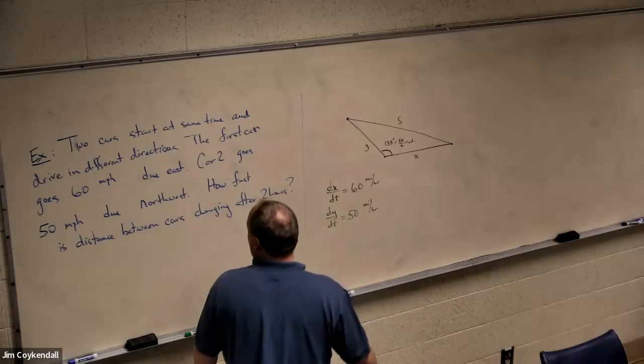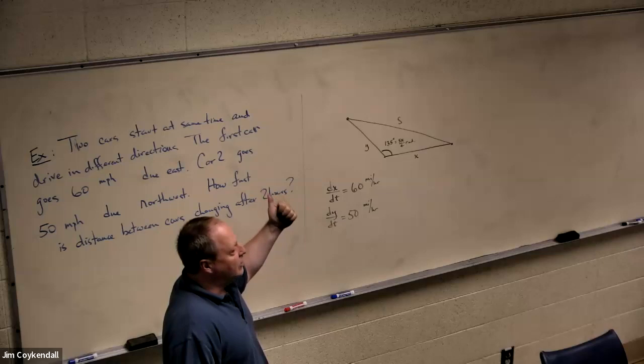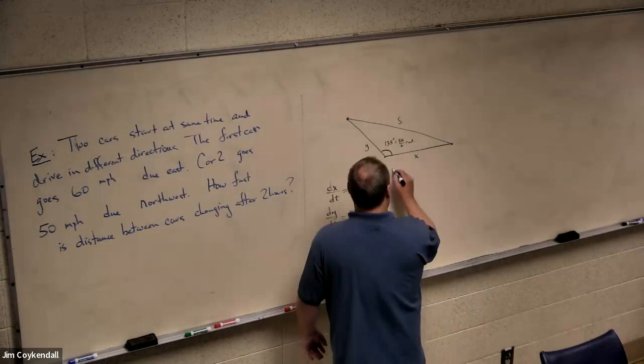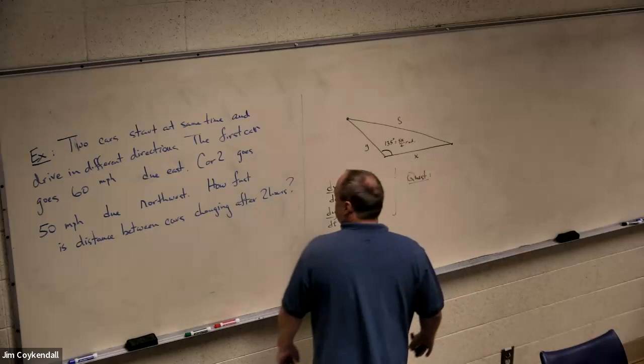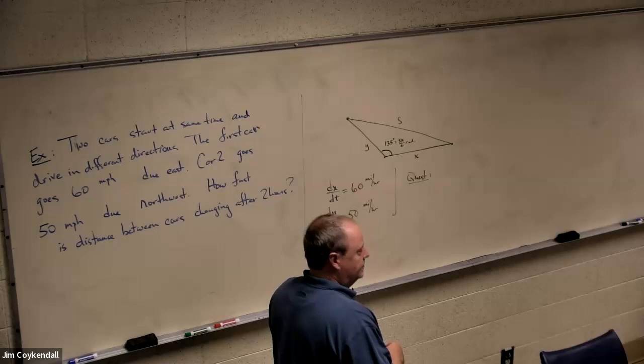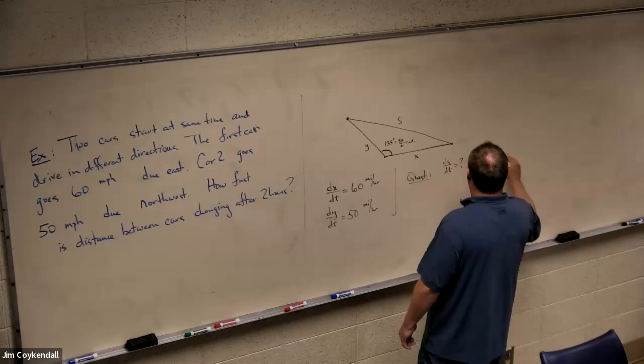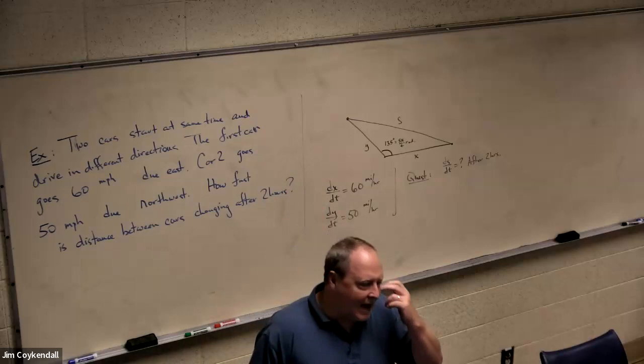And notice I've drawn an angle on there. That angle does not change the problem progression, right? The first car is always going east, second car is always going northwest. So that angle didn't change. What is my question here? Given the way that I've drawn this diagram, what will it be? You're looking at the dS/dt after 2 hours, right? Agree?